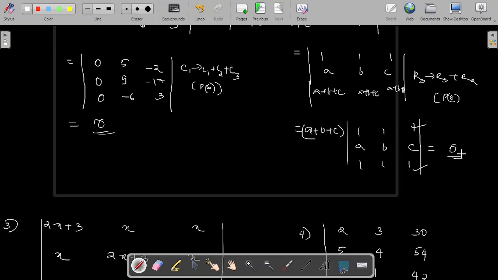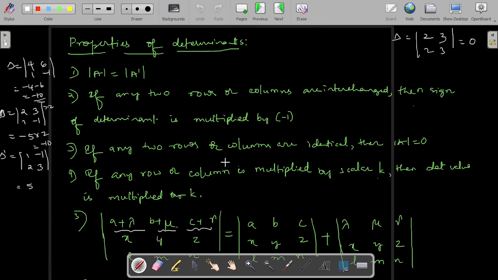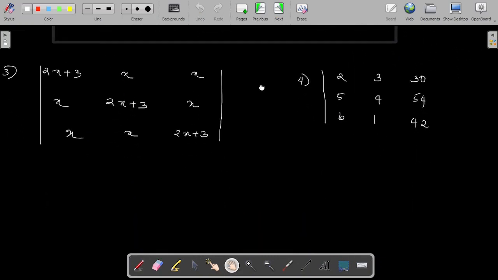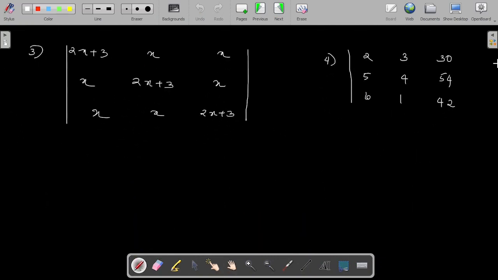Using the third property, if any two rows or any two columns are identical, then the value of the determinant is 0, hence the value is 0. Now to get the value of this determinant, see the fourth question.